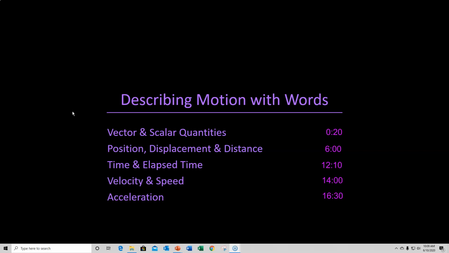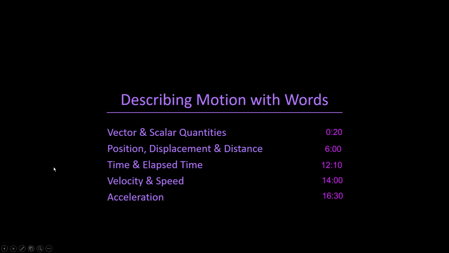Hello, this podcast is on describing motion with words. First, we're going to look at some background information on vector and scalar quantities. Then we're going to look at the quantities we use to describe motion: position, displacement and distance, time and elapsed time, velocity and speed, and finally, acceleration.